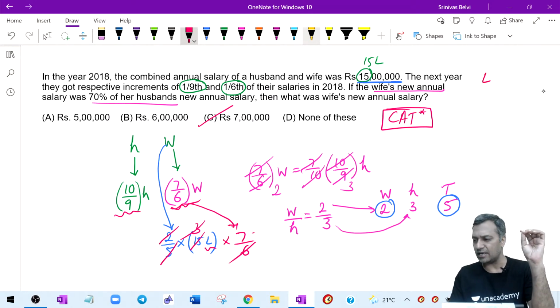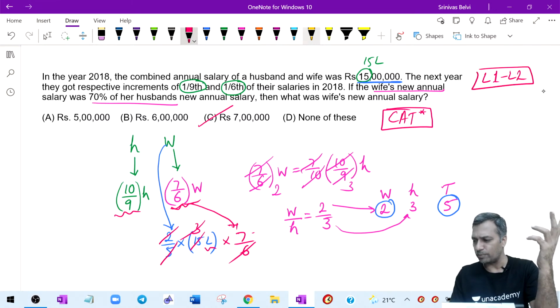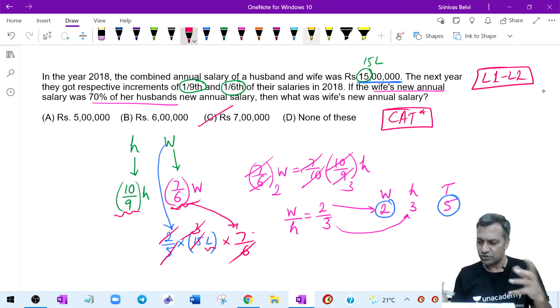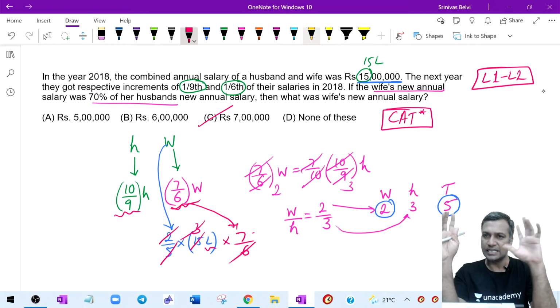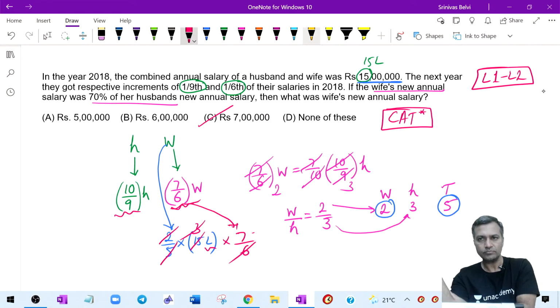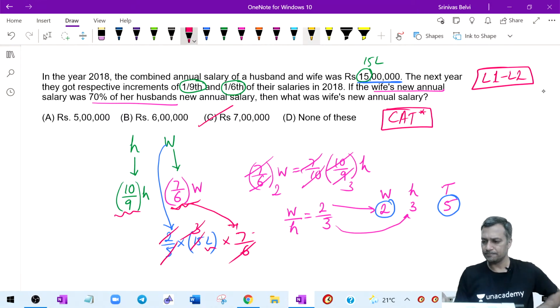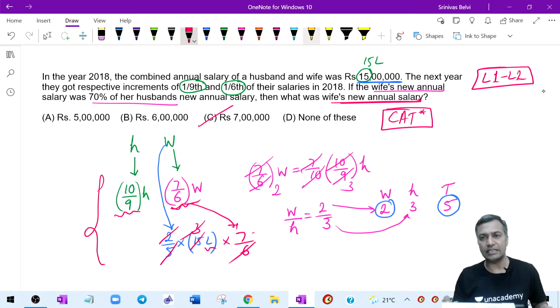This is a typical level 1 kind of CAT question, somewhere between level 1 and level 2. Is it making sense, everybody? What is the wife's new annual salary? Just use the multiplier. Hardly anything has to be written if you use multipliers. Is this clear?